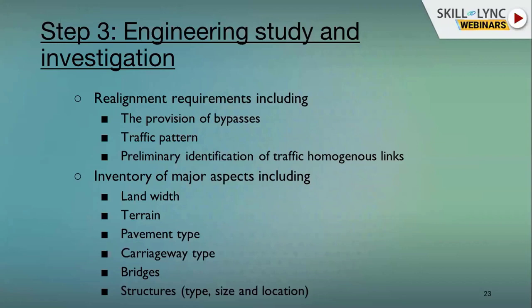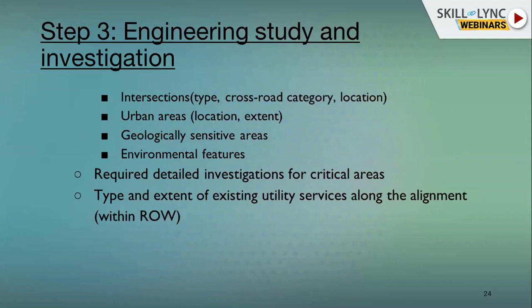Then the inventory of the major aspects. In the inventory, we need to collect land width, terrain, pavement type, carriageway type, bridges, structures, meaning the type of structures, all covered in the inventory. Then intersection type, urban roads, is it in a geologically sensitive area or not? Are environmental features there or not? Like that. Detailed investigations are required for those critical areas. Type and extent of the utility services along the alignment within the ROW, meaning right of way. That is the road land available.